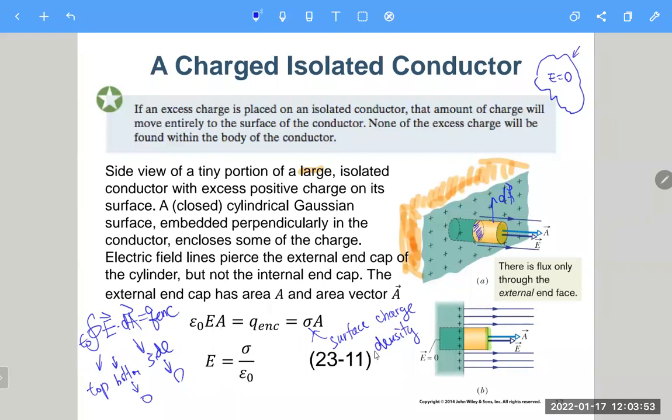Sigma is a constant because it is a uniform charge density. We assume it to be uniform over the whole conductor plate. And epsilon naught is also a constant, if you still remember.